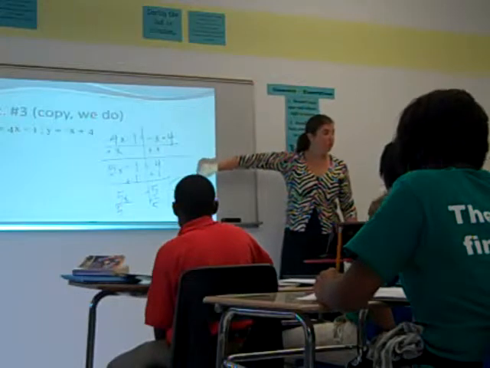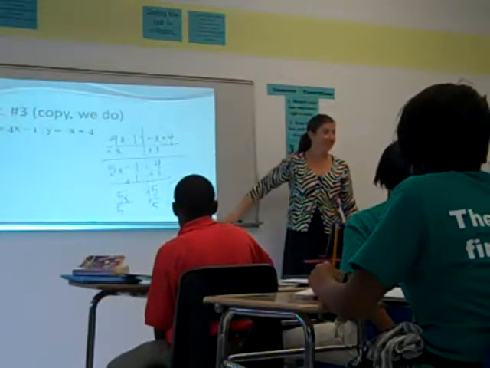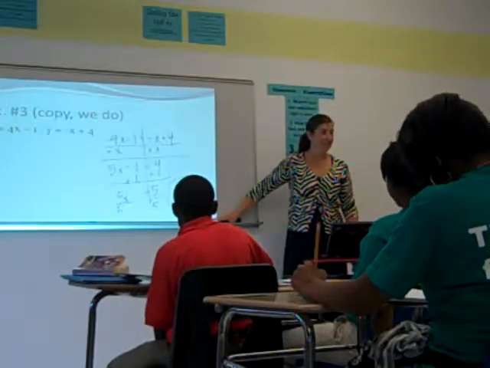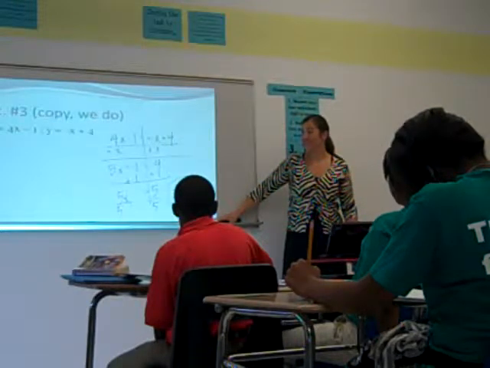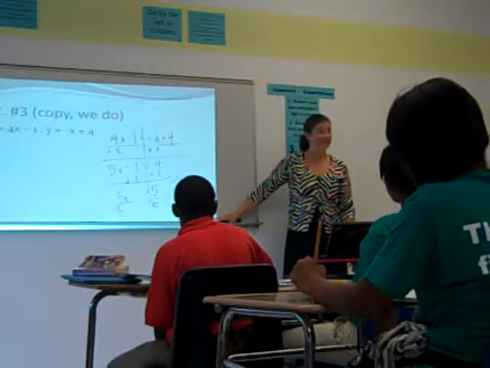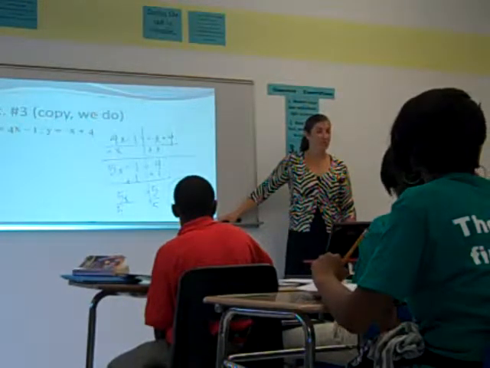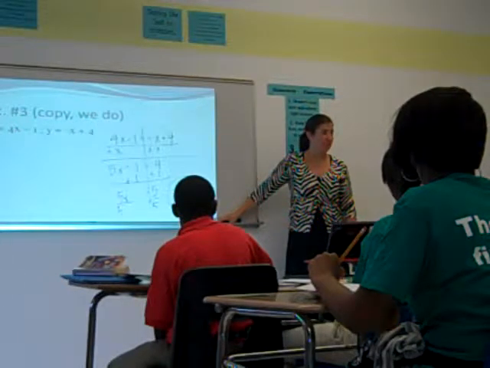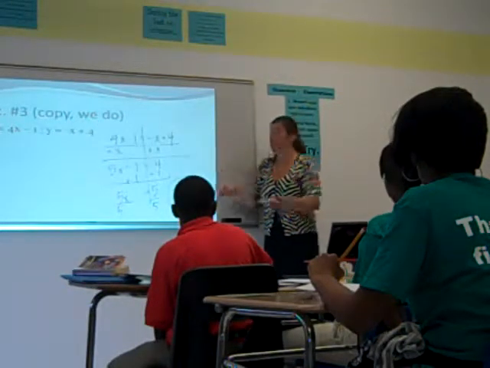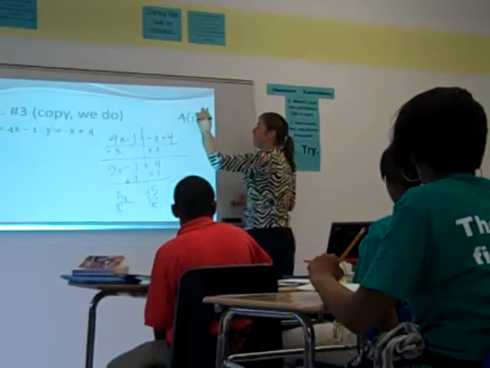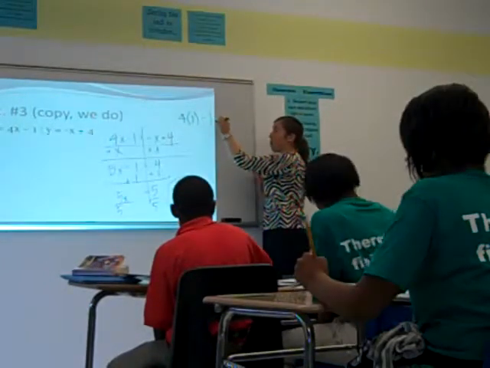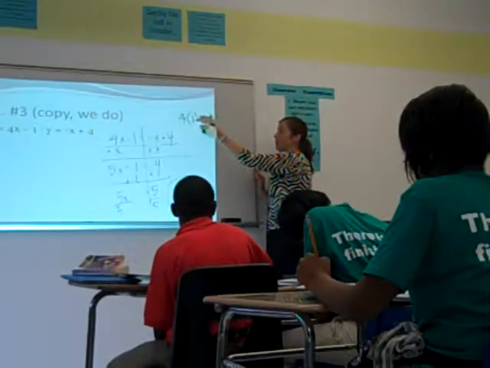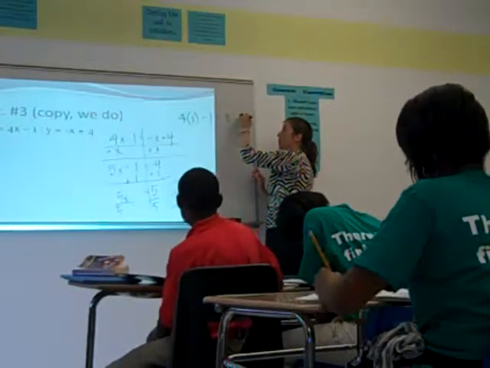Well, what do we do? Okay, Collins will have to go. Yeah, we're gonna plug it back in. We got 4 times 1 minus 1. Good, we get 3. 3 equals y.